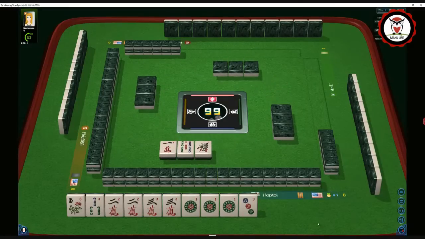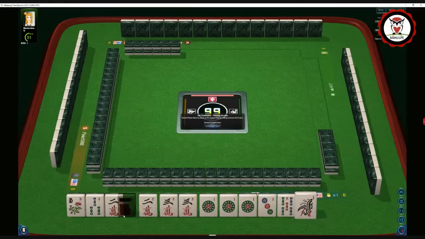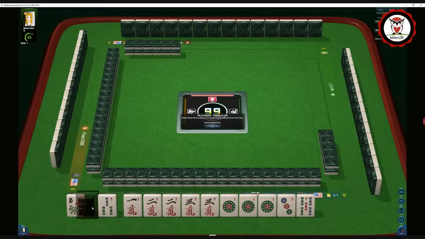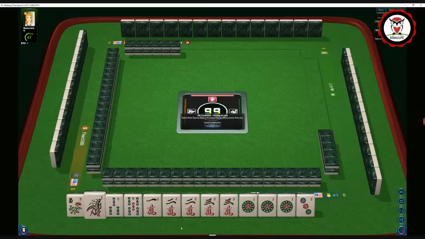1, 1, 1, 1, 1, 2, 3. There's 1, 2, 3, 1, 3, 5. Okay, so we're going to reassess. We have 1, 3, 1, 3, 5. So 1, 3 in dots, 1, 3, 5 in bams, 1, 2, 3 in cracks. So we have to make a choice. Let's see. We could still do 1, 2, 3 mixed suit, or we can do 1, 3, 3, 5.